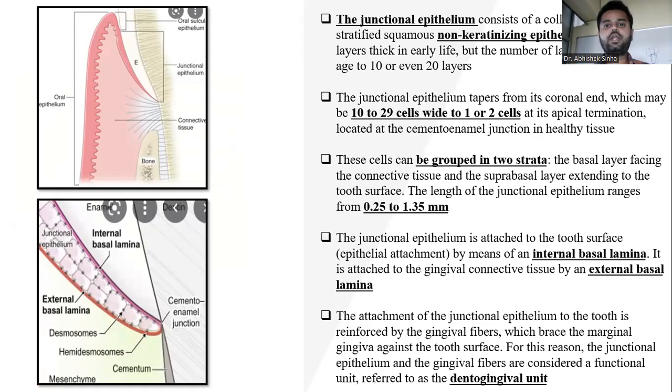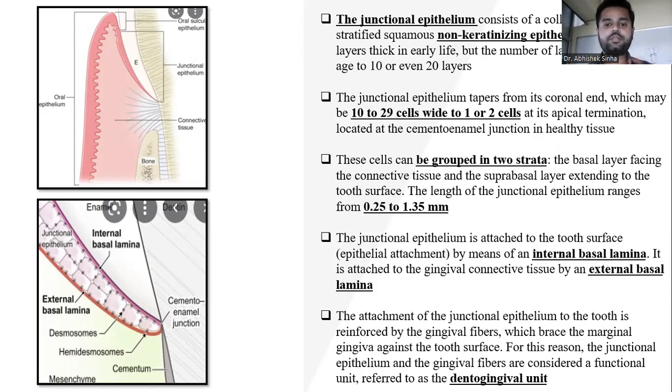It is 3 to 4 layers thick in early life, but the number of layers increases with age to 10 or even 20 layers. Junctional epithelium tapers from its coronal end, which may be 10 to 29 cells wide, to 1 to 2 cells at its apical termination. So the cells are narrowing down. It's tapered basically. These cells can be grouped into two strata: basal layers facing the connective tissue and the suprabasal layer extending to the tooth surface.